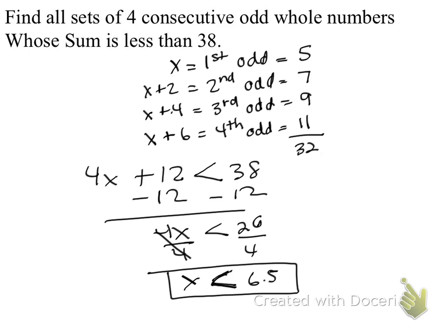Does that work? But that's not all, because they say find all sets. That's one set that adds up to less than 38. It didn't say the greatest possible value. Well, what if my first odd is another odd integer less than 6? Odd integer. 3. So 3, and that would be 5, and that would be 7, and that would be 9. That's 16 plus 8 is 24. That works. What else?